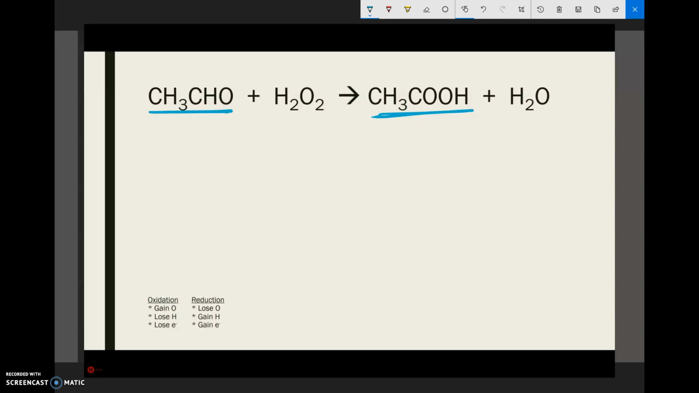Okay, we've got 4 hydrogens. Here we only have 4, so hydrogens are the same. Here we have 1 oxygen, and here we have 2. So we have gained oxygen on this side. We gain oxygen, that shows oxidation.